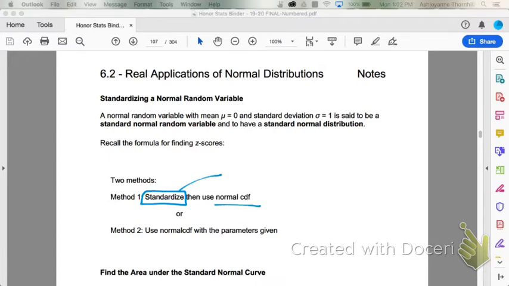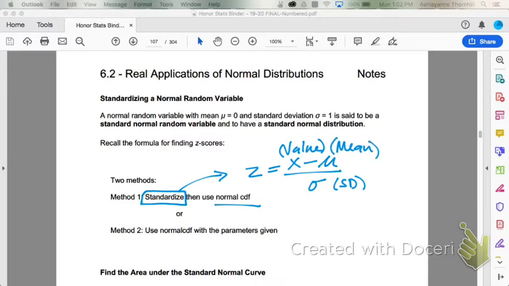And if we can recall from the last unit, how do we find the z-score of something? The variable minus the mean over the standard deviation. Yeah, so x minus mu over standard deviation. So value minus mean over standard deviation.